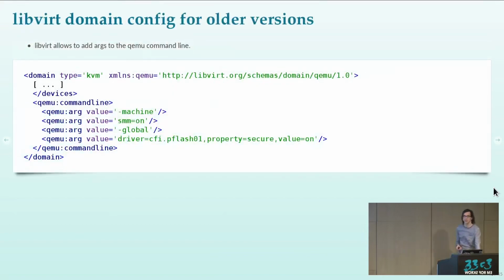One nice thing QEMU supports is that you can put command line arguments you want to add to QEMU in special QEMU tags. You have to import this special namespace in your libvirt config, and then you can add this one. It's very useful if you have a libvirt which is too old to have system management support. You can do it this way.